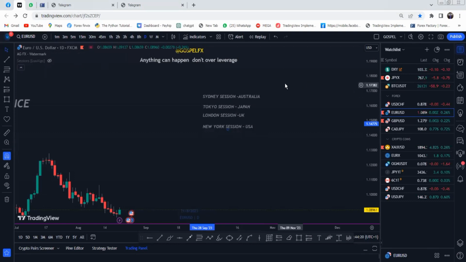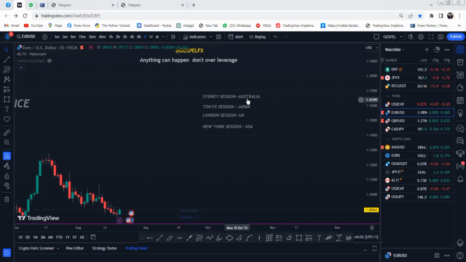So these are the 4 main sessions that we have in trading. The first one, like I said, is the Sydney session, which covers the Australian session and the Asian countries. Then we have the Tokyo session, which is mainly for Japan, and the London session, which covers London and the UK. Now we have the New York session, which is mainly for New York and the United States. These are the main sessions in trading.